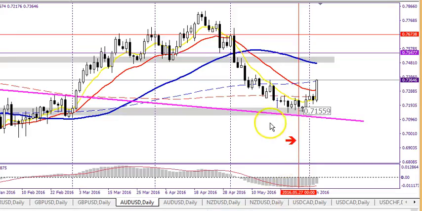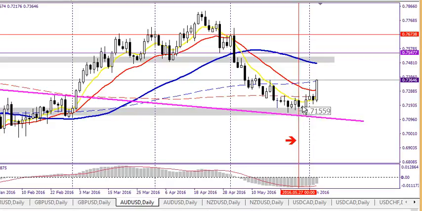Okay, here's the Australian USD. I did suggest taking a sell stop below the 0.7155, and I actually did say below that. I'm just taking a look at my notes. Yes, I did. Sell stop order below 0.7155.